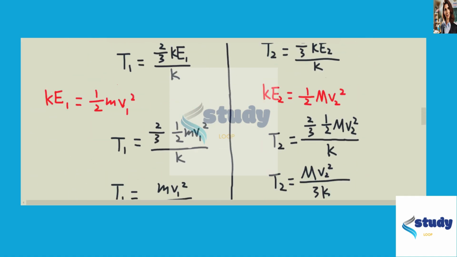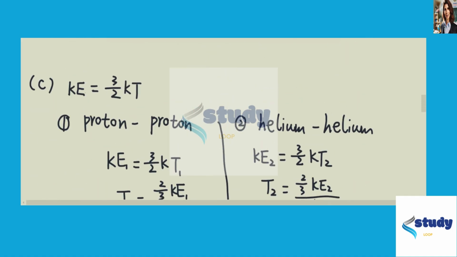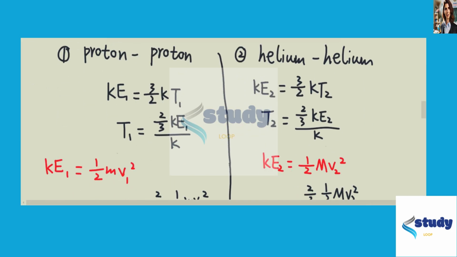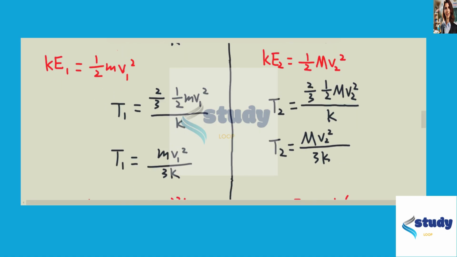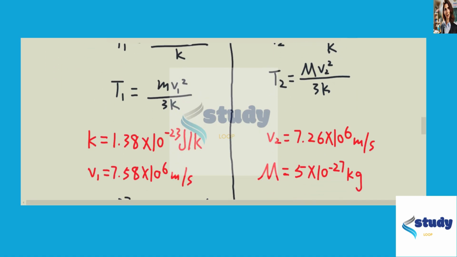Now let's look at the helium-helium collision. We use the same formula, so T2 is equal to 2 over 3 times KE2 over k, and KE2 is equal to 1/2 Mv2 squared, where capital M is the mass of the helium nuclei. So T2 is equal to Mv2 squared over 3k. We know v2 is 7.26 times 10 to the power 6 meters per second, and the mass of the helium nuclei is about 5 times 10 to the power negative 27 kilogram.